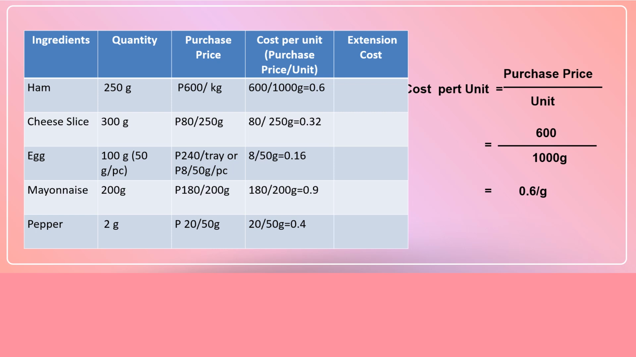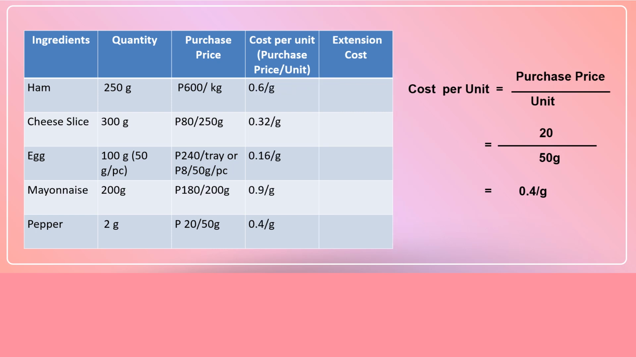For the egg, 8 divided by 50 is equal to 0.16. For the mayonnaise, 180 divided by 200 grams is equal to 0.9. For the pepper, 20 divided by 50 is equal to 0.4. That's how you compute the cost per unit.